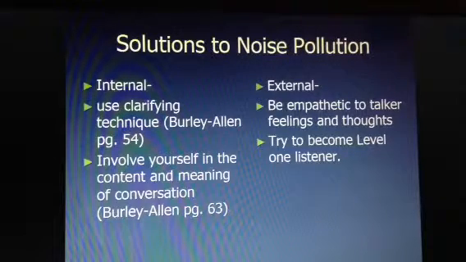With external, be empathetic to the talker and their feelings and thoughts. Try to become a level 1 listener. Level 1 listener is what I talked about before as what I am trying to become. Not letting oneself be distracted. Paying attention to the speaker's total communication, including body language, and being able to be empathetic to the speaker.